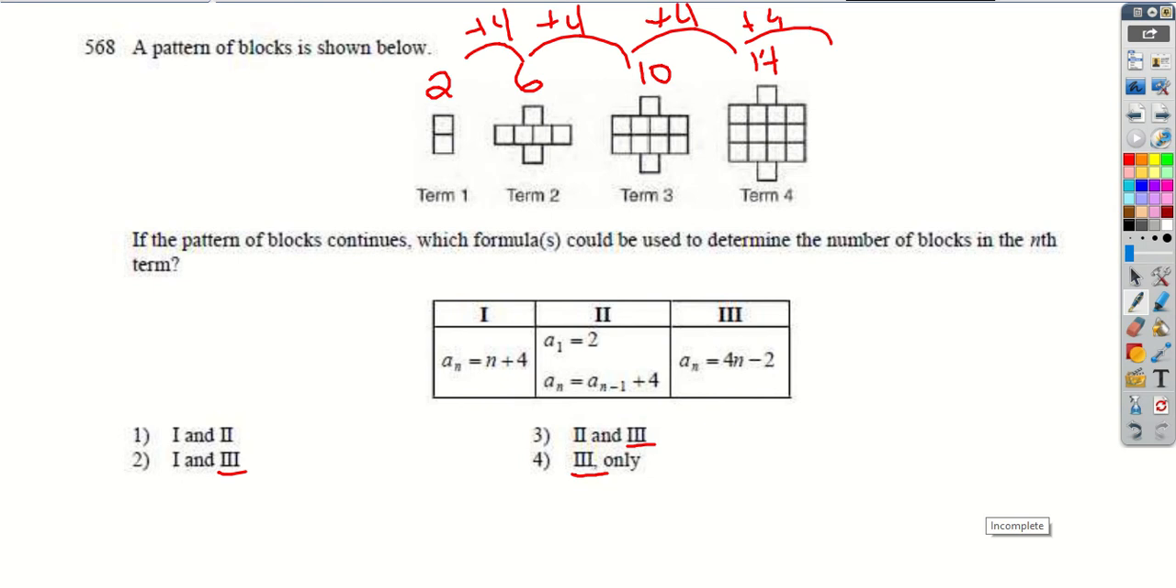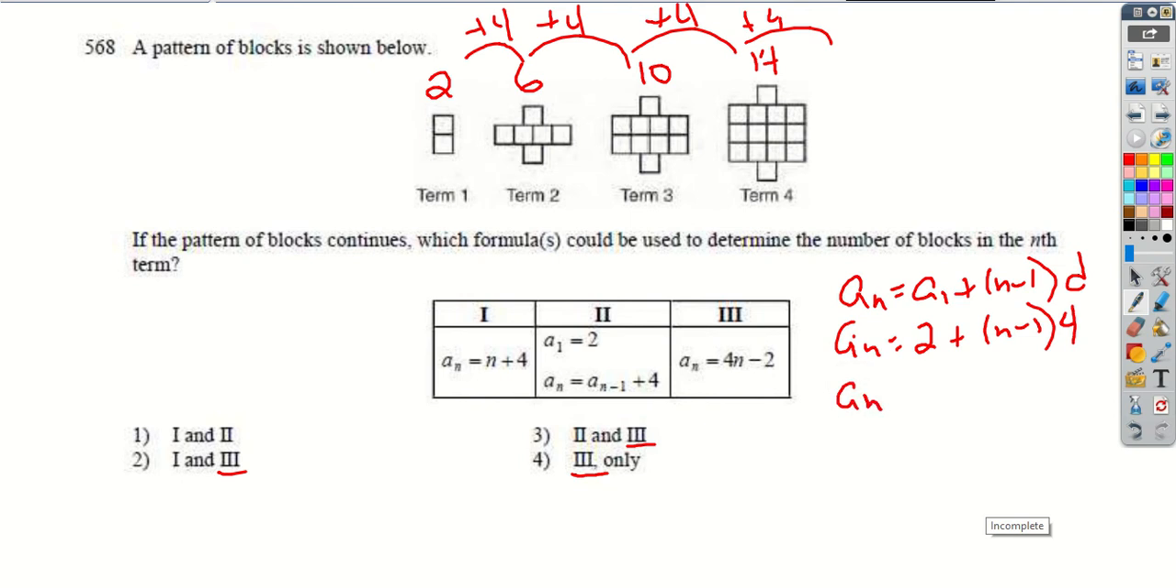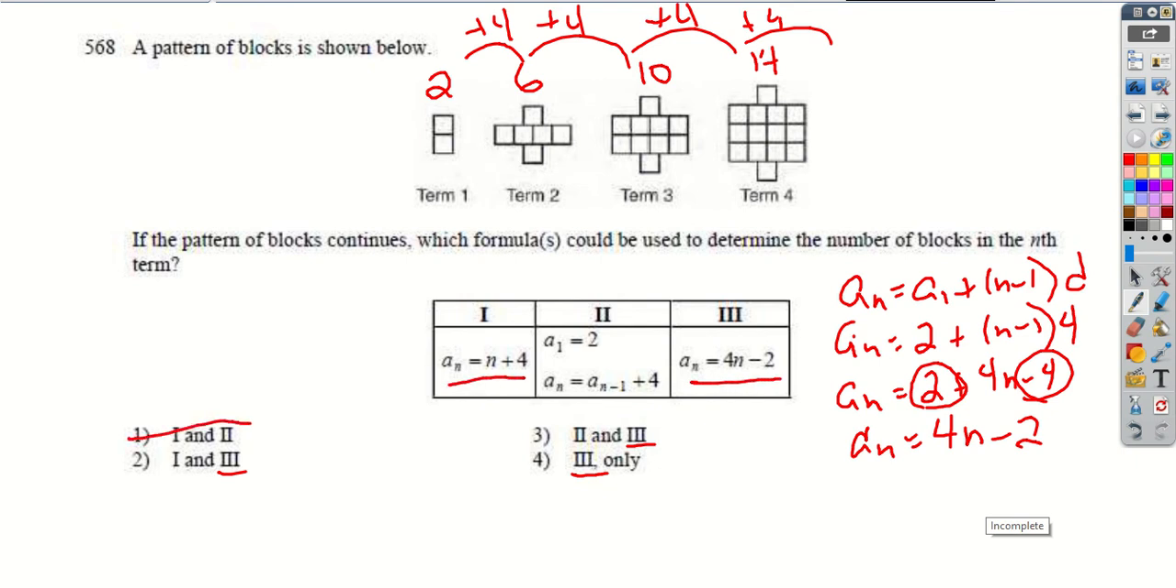So I know that my formula that I could use is a sub n equals a sub 1 plus n minus 1 times d. So a sub n equals the first term, which is 2, plus n minus 1 times d, which is 4. And then we'll just distribute. So 2 plus 4n minus 4 is 4n, combining like terms. The 2 and the negative 4 gives me minus 2. So this works. So that means this is out. Because if this one does, this one doesn't.